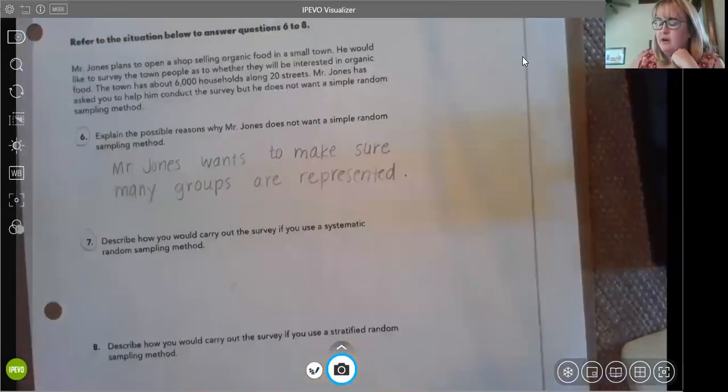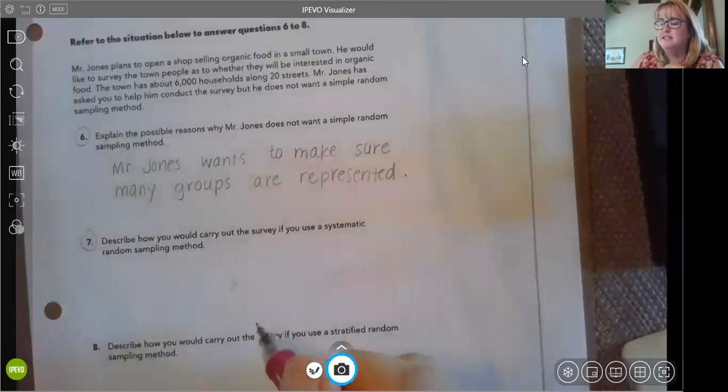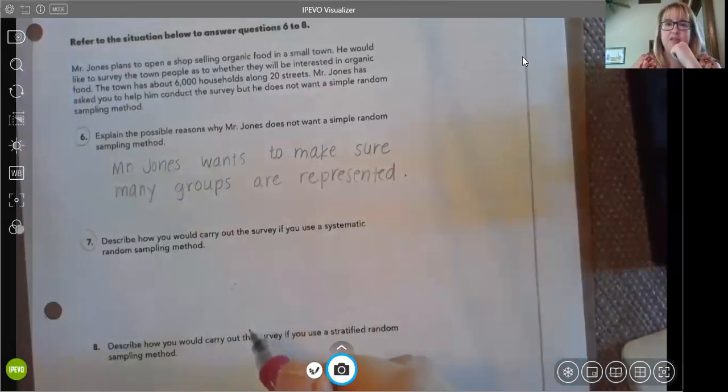Describe how you would carry out the survey if you use a systematic random sampling method. Okay, systematic, remember, that is the one where we put them in order and then pick every nth one. So what if he had all the addresses? What would we do with that if we wanted systematic random sampling?